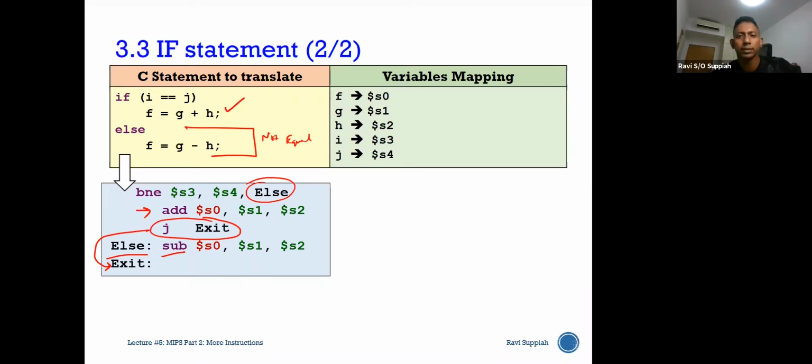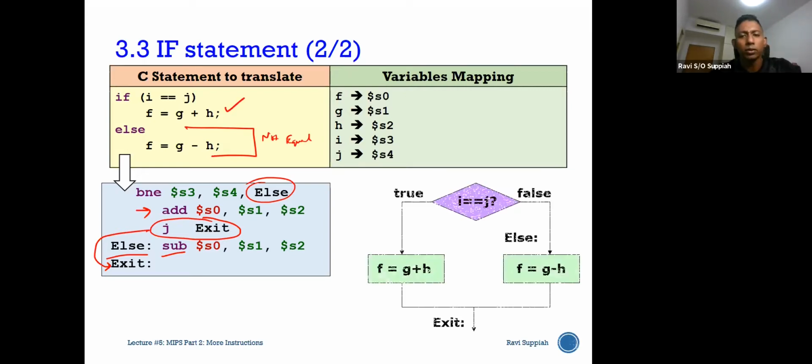Jump to exit. Okay, so you can see that I need to think the sequence very carefully to make sure that I do not accidentally go and execute the code for the else as well. So that is the thing you need to look at. In terms of a flow chart, it is basically going to look something like this. If i equal to j, then if it is true, I do the addition, else I do the subtraction.